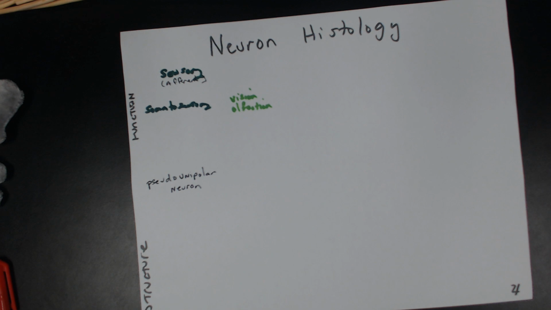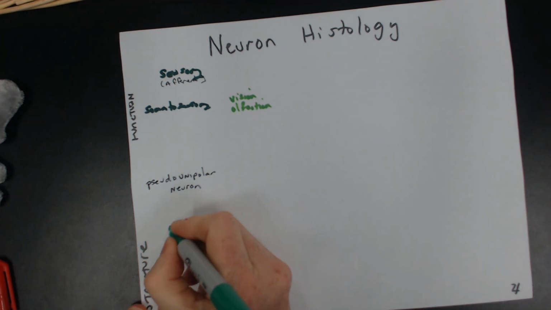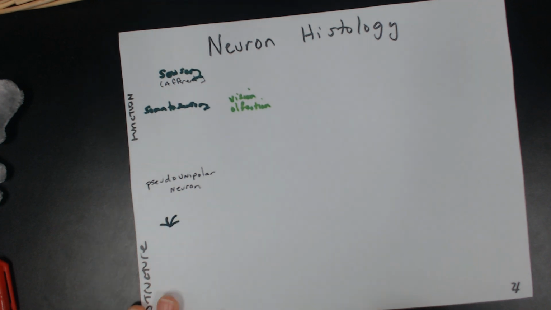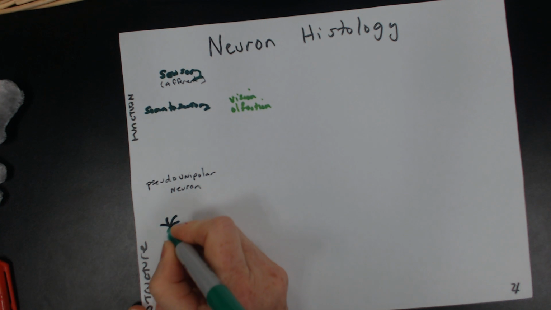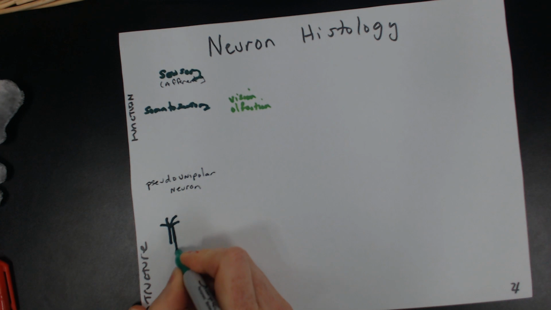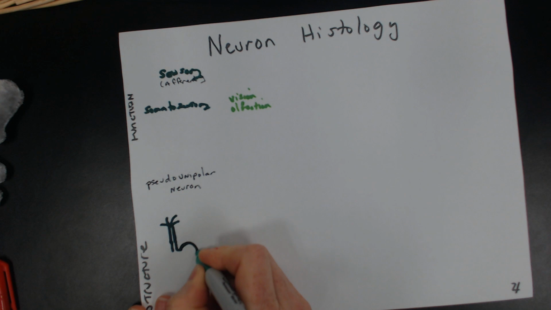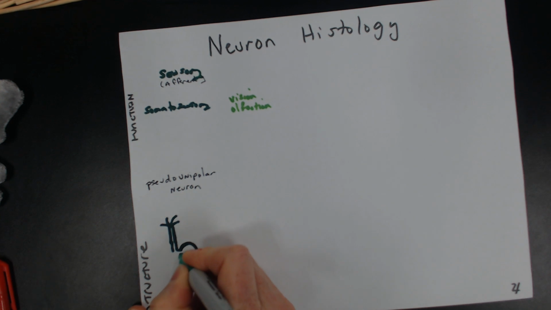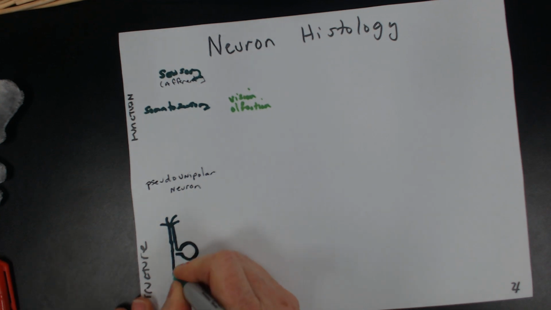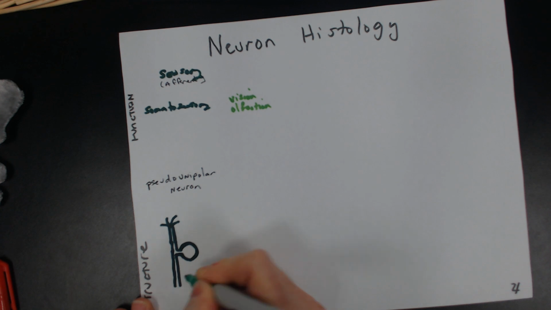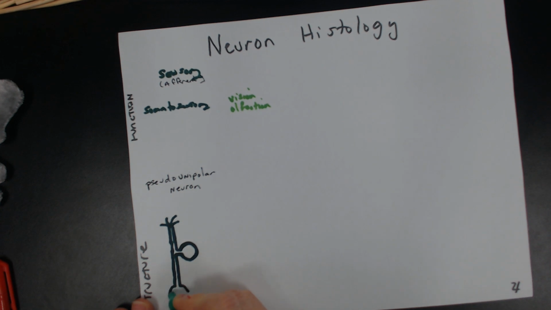Okay, your pseudo-unipolar neurons look kind of like this. Up top they have dendrites. Coming out of the dendrites you have an axon-like structure. And then you have a little stalk. And coming off the stalk you have your cell body. And then coming back down, another stalk. And then you have your axon terminal. There's your nucleus.